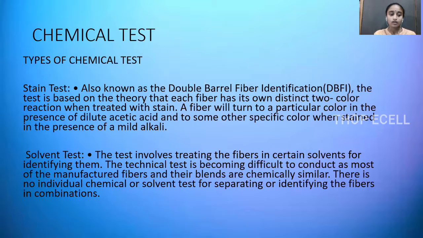Chemical test. There are two types of chemical test which we can perform: stain and solvent test. Stain test is also known as double barrel fiber identification, and stain test is based on the theory that each fiber has its own two distinct color reactions when treated with stain. Like when you take a fiber and you treat it with dilute acetic acid, and take another fiber and treat it with mild alkali, then in these two reactions you see two different colors. So in this way you can identify fabrics or fibers very easily.